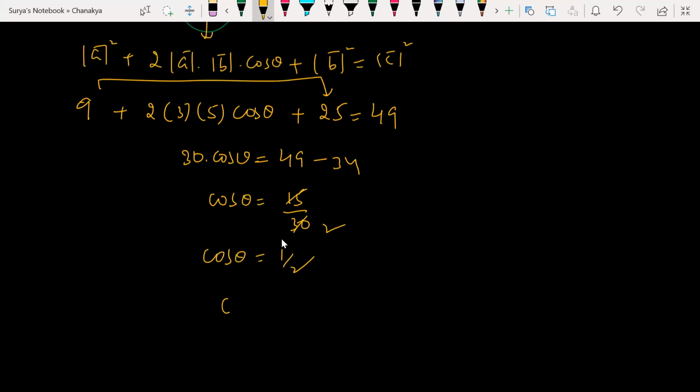Theta is equal to what? 60 degrees, right? Cos 60 is 1 by 2 only, right? Yes or no? I'm writing in radians. All right. Hope it is clear.